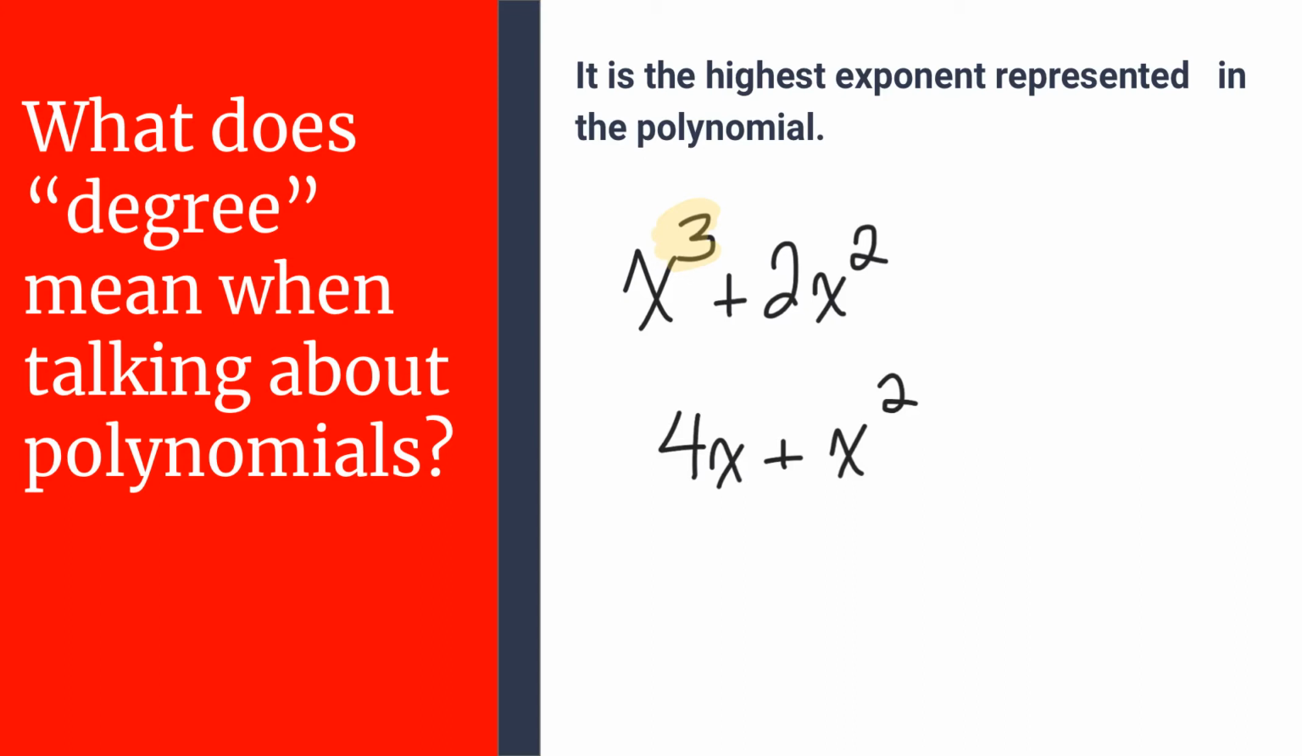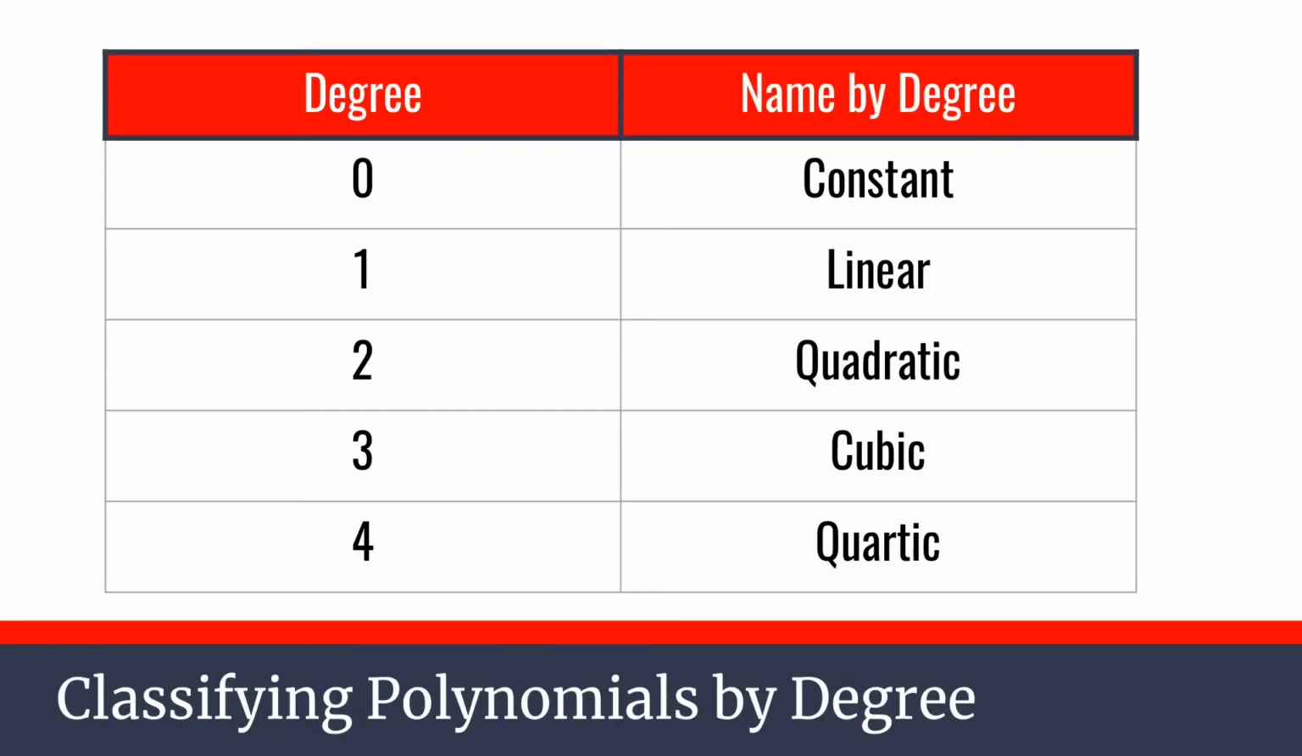In this next example here of 4x plus x squared, although it's not in standard form, we can still identify the degree by looking for the highest exponent. And in this case, the degree is going to be 2. So what does all of this mean? It means, depending upon what the biggest exponent is in your polynomial, will determine what word you're going to use to name it.